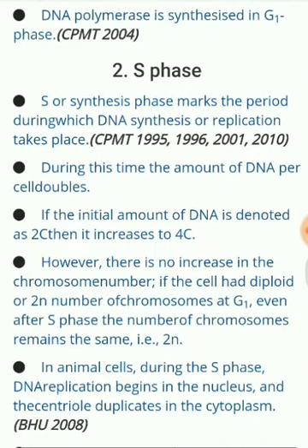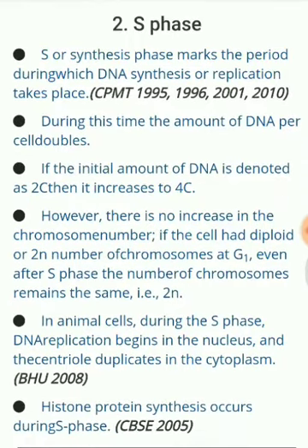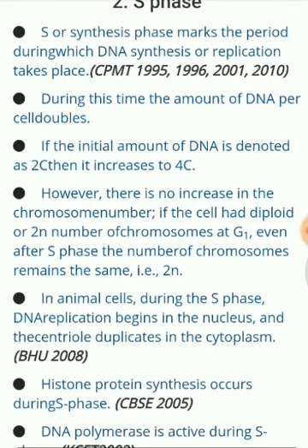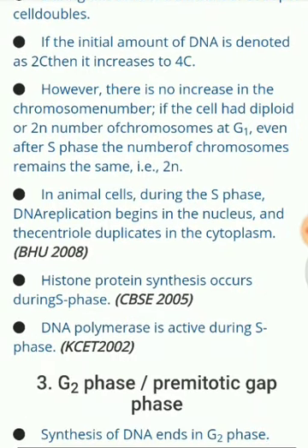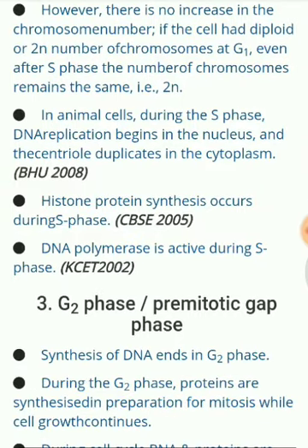S phase. The S or synthesis phase marks the period during which DNA synthesis or replication takes place. During this time, the amount of DNA per cell doubles. If the initial amount of DNA is denoted by 2C, then it increases to 4C. However, there is no increase in the chromosome number. If the cell had a diploid or 2N number of chromosomes in G1, even after S phase the number of chromosomes remains the same, that is 2N. In animal cells, during the S phase, DNA replication begins in the nucleus and the centriole duplicates in the cytoplasm. Histone protein synthesis occurs during the S phase. DNA polymerase is active during S phase.